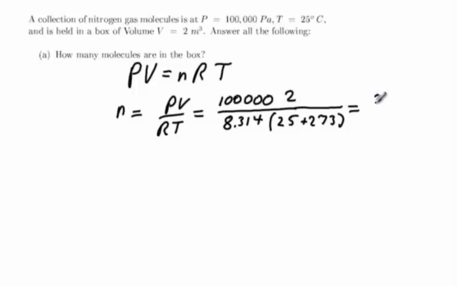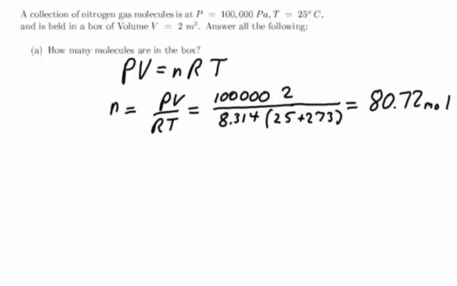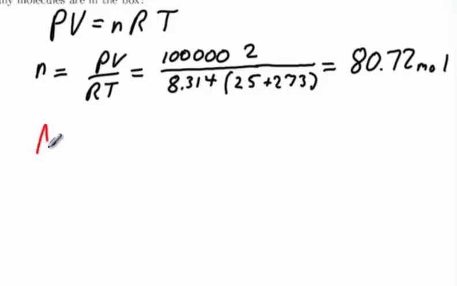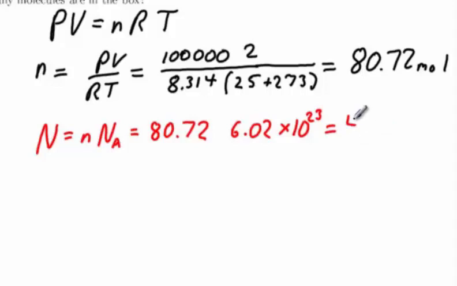The result is 80.72 moles. This result is not yet the number of molecules, it's merely the number of moles, and so in order to get the number of molecules, we'll need to multiply the number of moles by Avogadro's number, yielding the result 4.86 times 10 to the 25th.